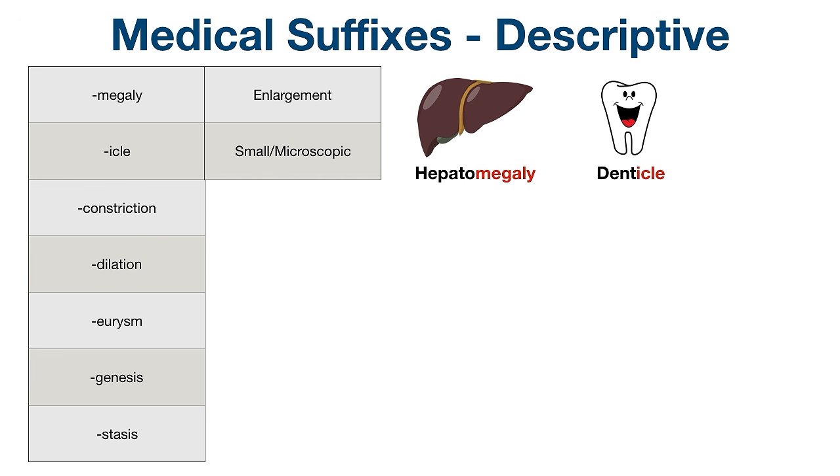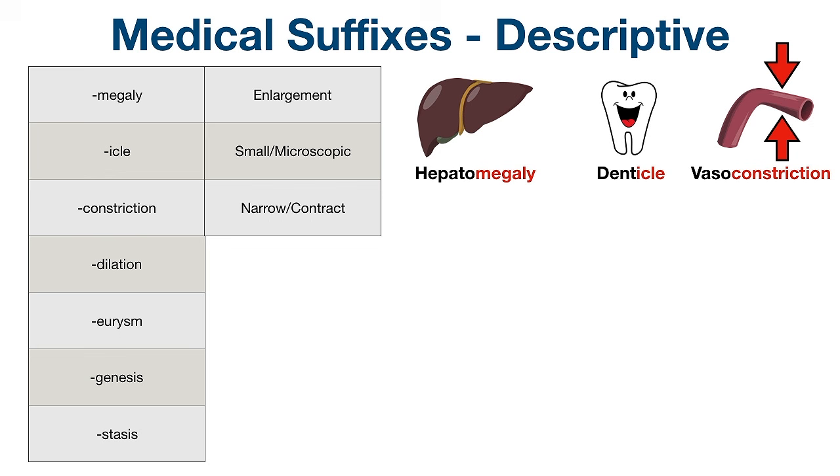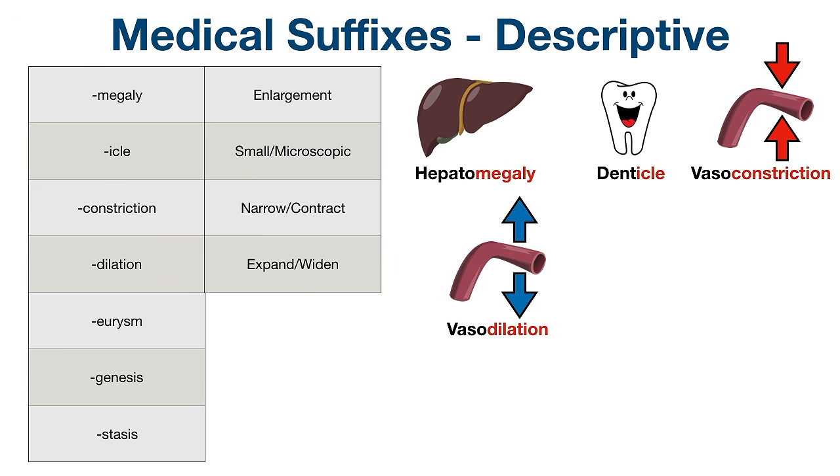Next is ical, which means small, microscopic, little, or minute. An example is denticle, which means small tooth or tooth-like projection, and this makes sense because we know dento refers to teeth. The next suffix is constriction, which pertains to narrowing or contracting. You can think of vasoconstriction, which is the narrowing of blood vessels. The opposite of that is dilation, which pertains to expanding, widening, or stretching. If we use blood vessels as an example again, vasodilation is the widening of blood vessels.